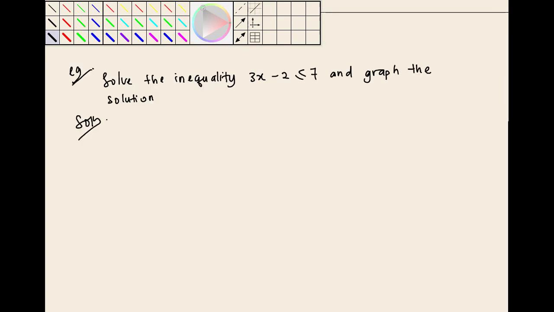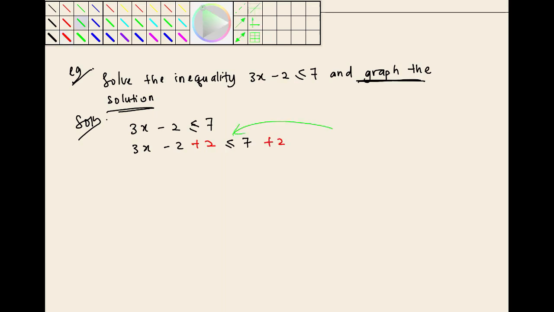Another example, okay, solve the inequality 3x minus 2 is less than or equal to 7 and graph the solution. Now the question asks you to graph the solution, but first we need to solve. So you have 3x minus 2 is less than or equal to 7. Now we want to get rid of 2, so I add 2 on both sides, so 7 add 2. Remember, add or minus doesn't change direction, because whether positive or negative, it is the same. It will not change. So now this can be cancelled. So I get 3x is less than or equal to 9.